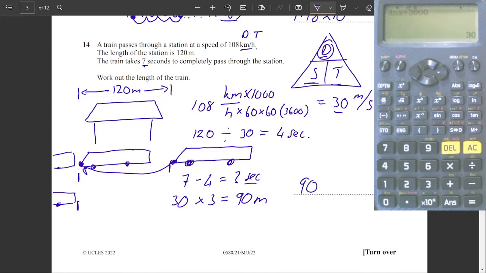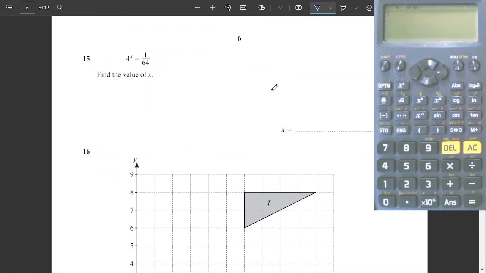Now you've done it. Question 15, we want to know what x is, where x is an index. Now if we can get the two base numbers the same, you see a 4 to the power of x. If we can write 1 over 64 as 4 to the power of something, then x will be equal to that something. So we need to write 1 over 64 as 4 to the power of something. So let's first start with 64.